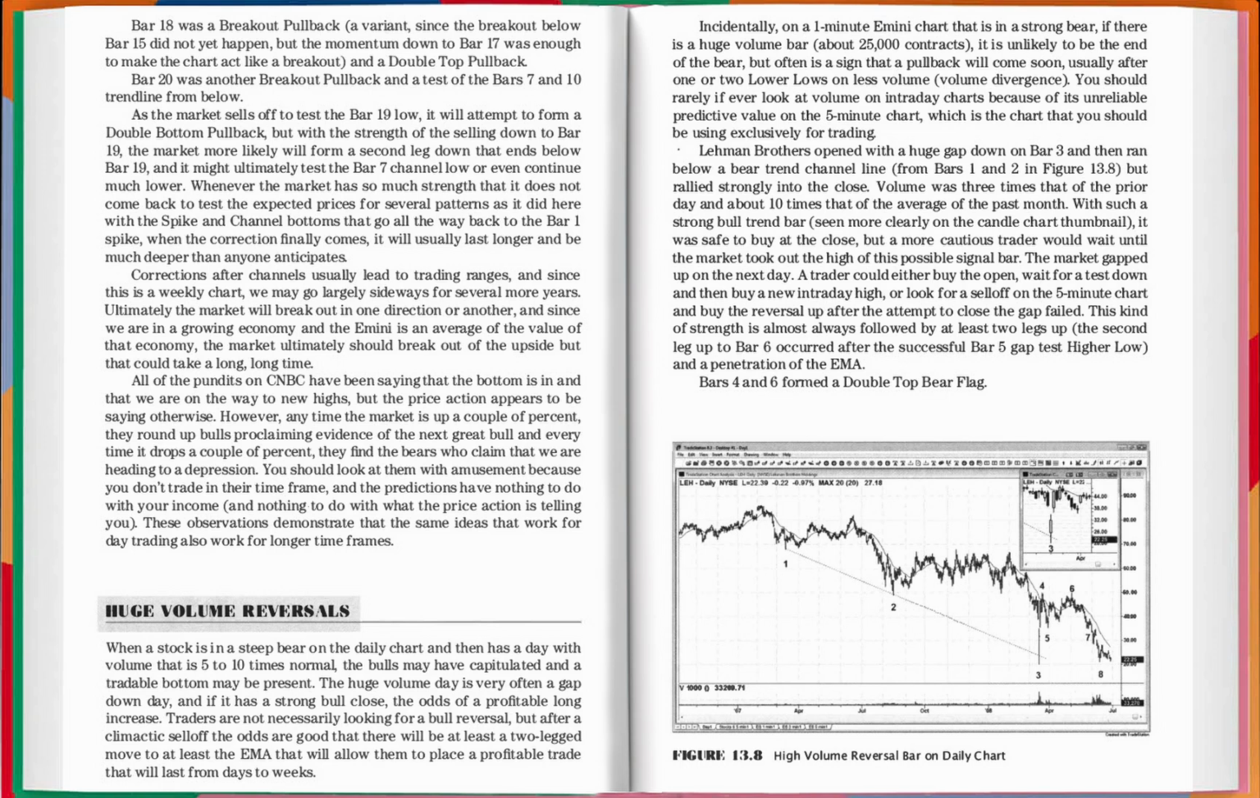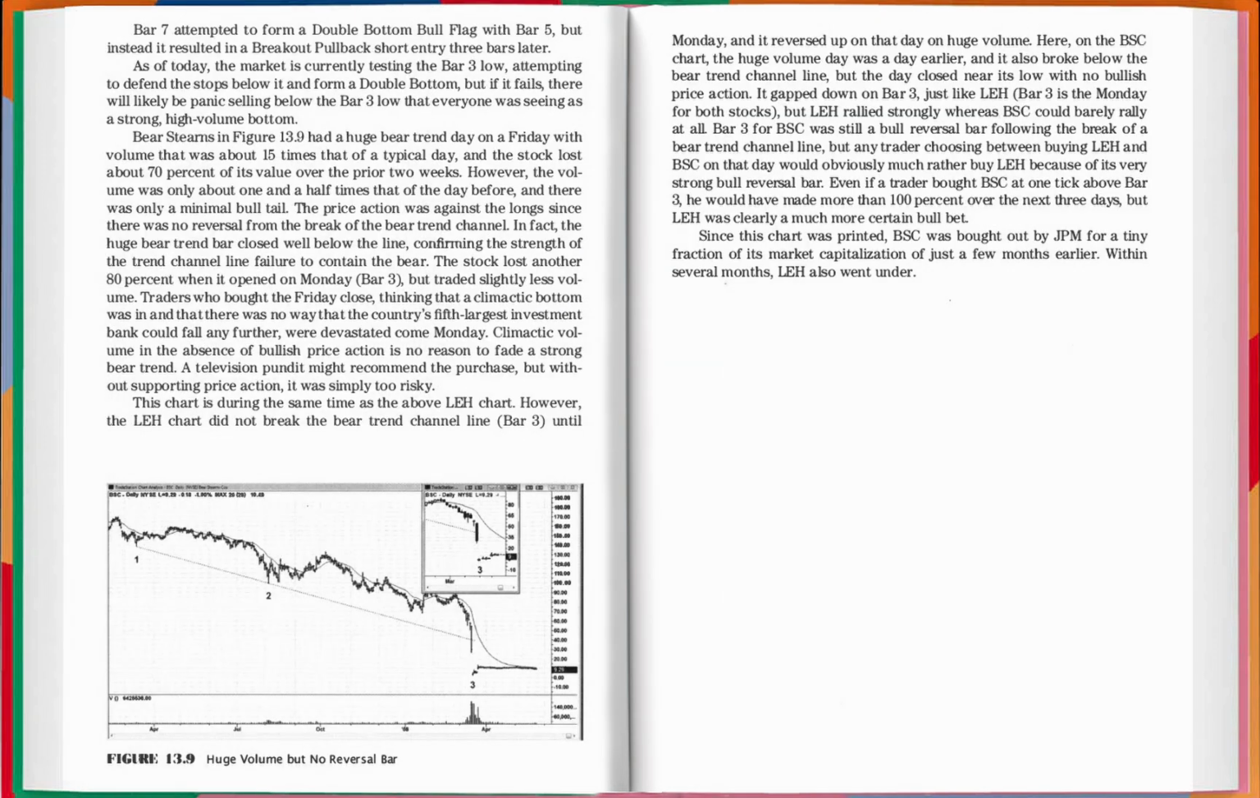A trader could either buy the open, wait for a test down and then buy a new intraday high, or look for a sell-off on the 5-minute chart and buy the reversal up after the attempt to close the gap failed. This kind of strength is almost always followed by at least 2 legs up. The second leg up to bar 6 occurred after the successful bar 5 gap test higher low and a penetration of the EMA. Bars 4 and 6 formed a double top bear flag. Bar 7 attempted to form a double bottom bull flag with bar 5, but instead it resulted in a breakout pullback short entry 3 bars later.